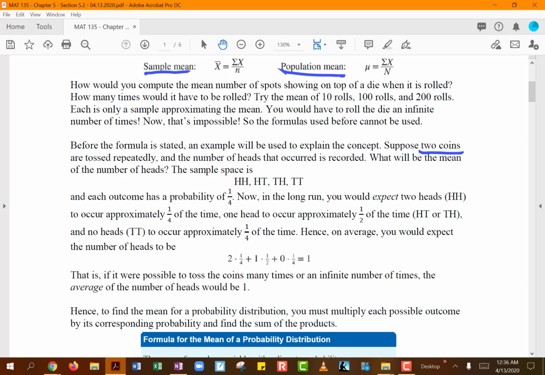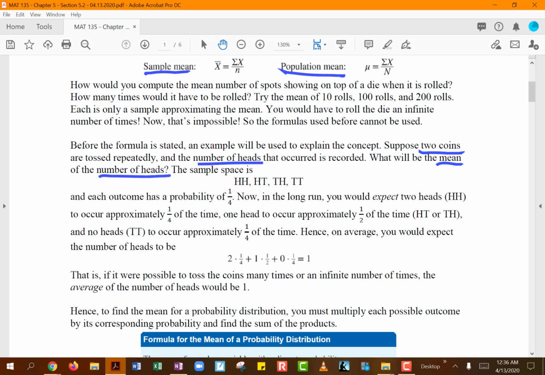Let's say we are tossing two coins, okay, repeatedly over and over again, and we record the number of heads. So of course, when you're talking about the number of heads, you can have 0 heads, 1 head, or 2 heads, right? When you're talking about tossing two coins. So now let's say we wanted to find out the mean number of heads. So how many heads will we get as our mean number, right?